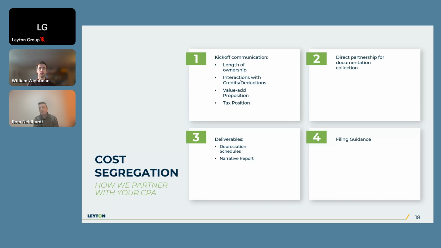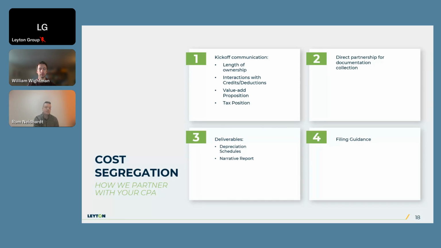First one, and the biggest one really, is the kickoff communication, right? So when you're kicking off your study, you're taking a look at a building that you have, we want to make sure that it makes sense for you, right? We don't want to do a study if you don't have any kind of benefit from it, or there's something in the way of making sure that you can use the study. So we take a look at 4 primary things, right? We want to look at length of ownership, interactions with other credits and deductions. We want to look at the value add proposition and tax position.